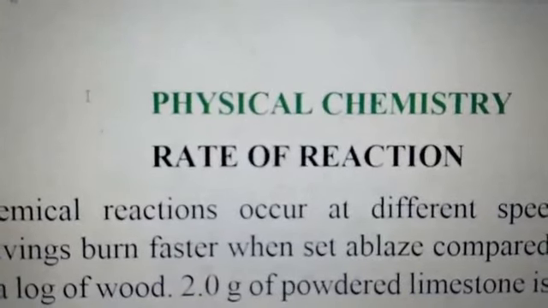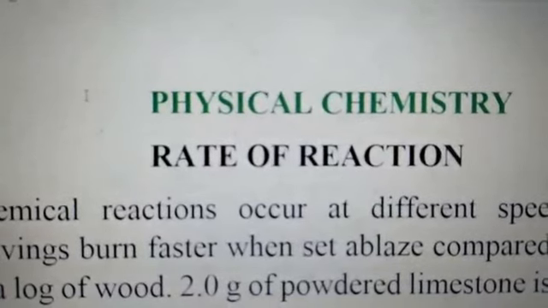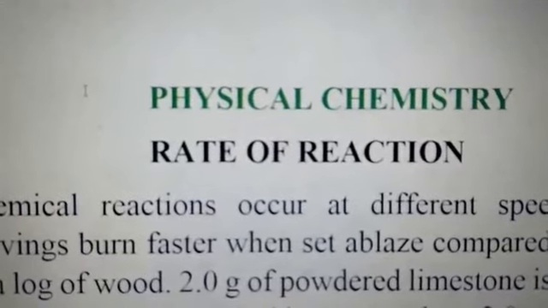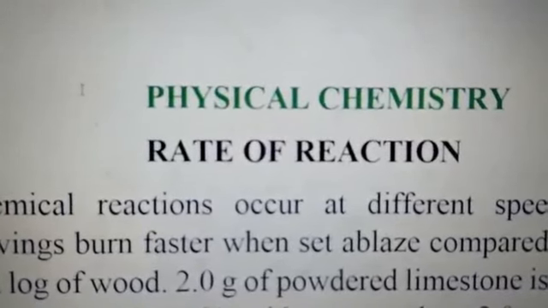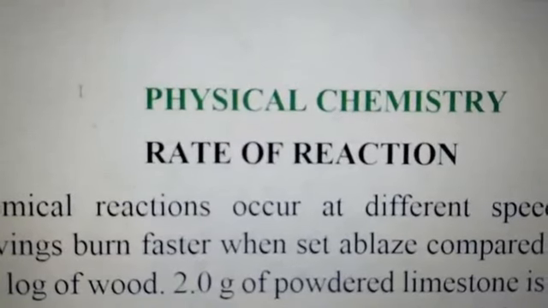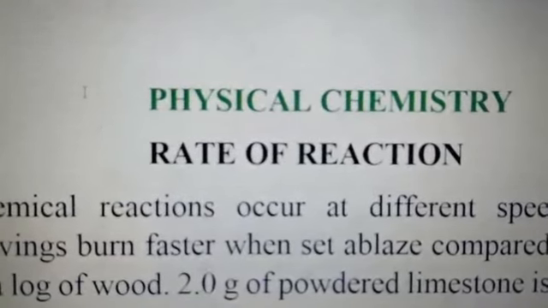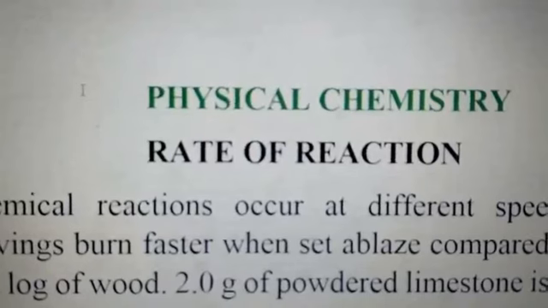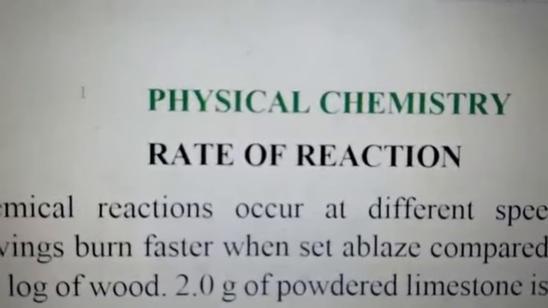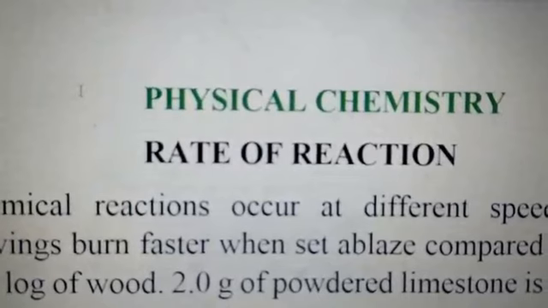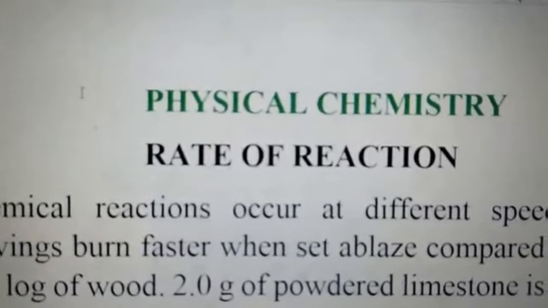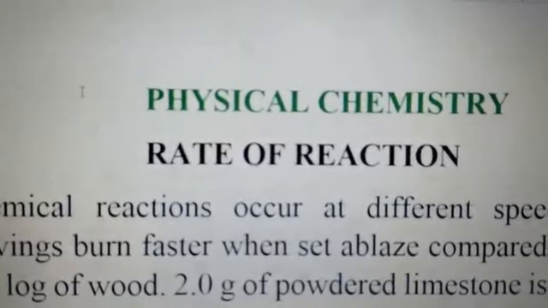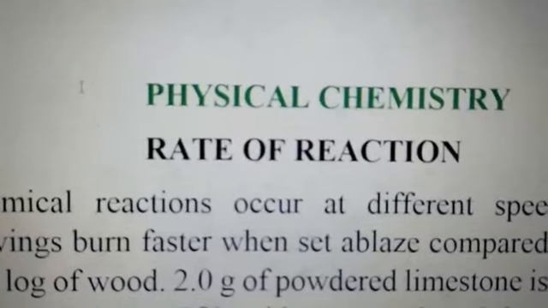For instance, if I set a piece of wood shavings on fire, it may take few minutes to be accomplished. If I pour powdered limestone or ground limestone into an acid, it may take just few minutes or a space of seconds to be accomplished. If I expose hydrogen peroxide to sunlight, it may take some minutes to be accomplished. So some reactions occur very fast, while some reactions occur very slow. So when we talk about the different speed at which reactions take place, we are referring to rate of reactions.